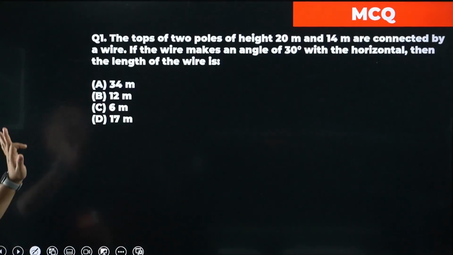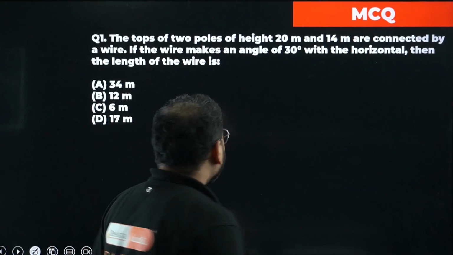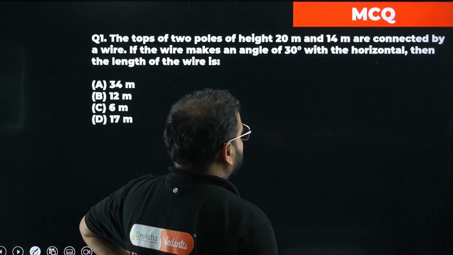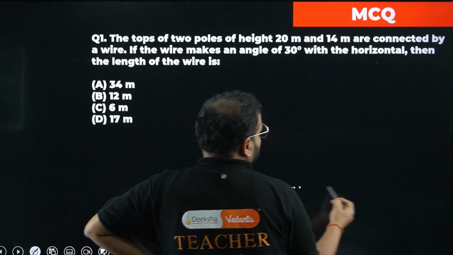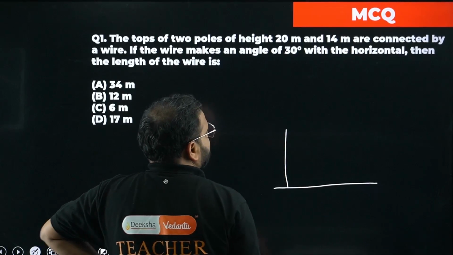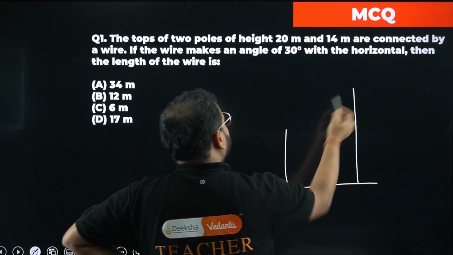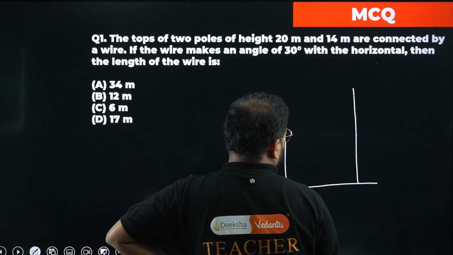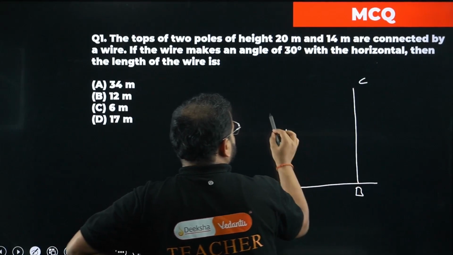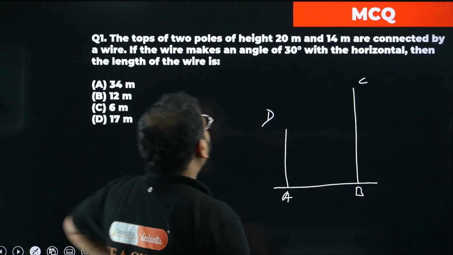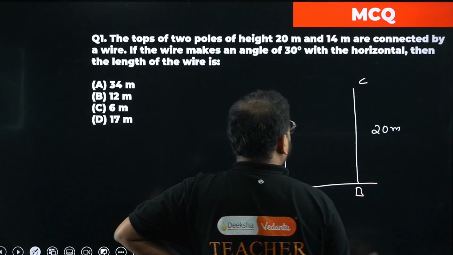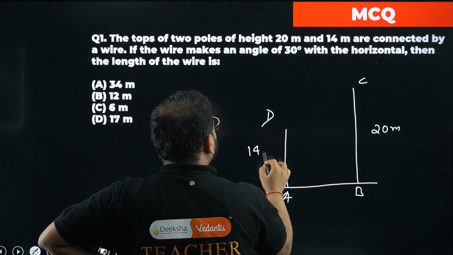Of course we can, sir. Let's look at question number 1. It says the tops of two poles of height 20 and 14 stand on some horizontal ground. One is of greater height, so 20 is over here. Let's call these points AB and CD. The poles will be like this only. This height is 20 meters and this height is 14 meters. They have said that.